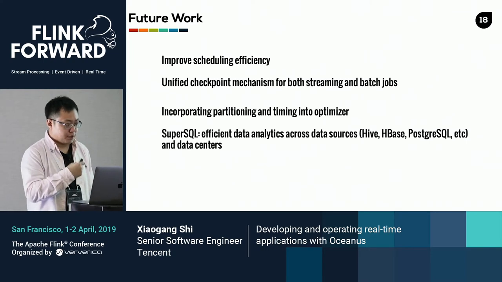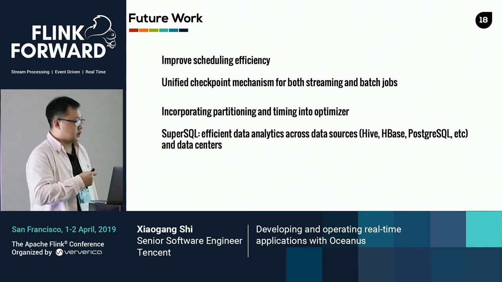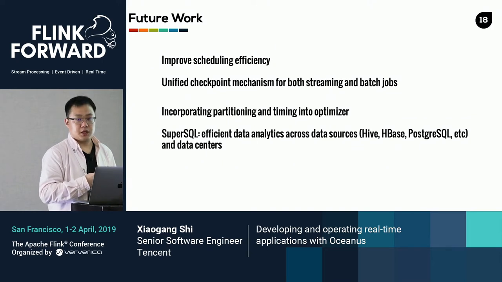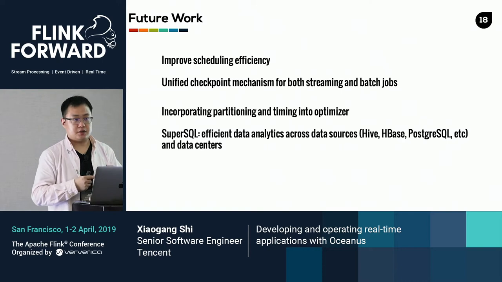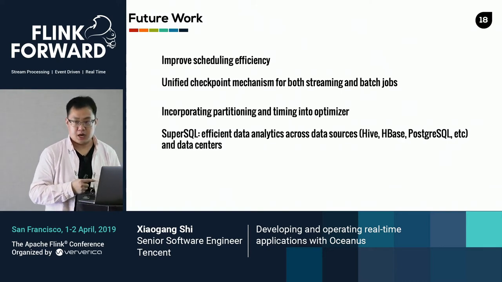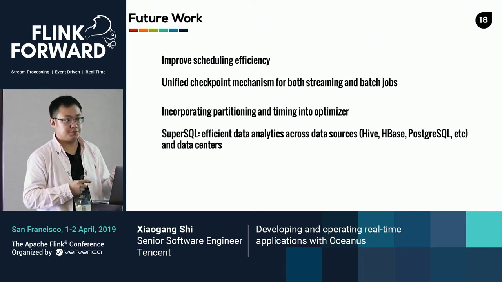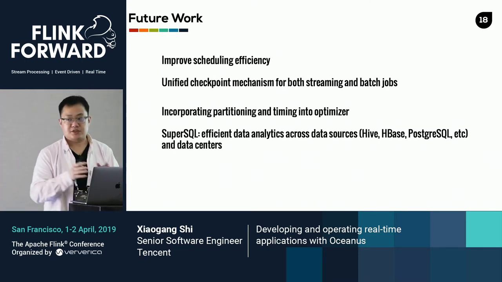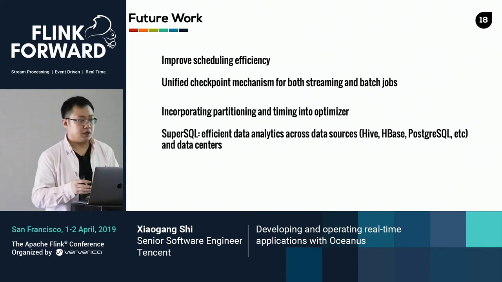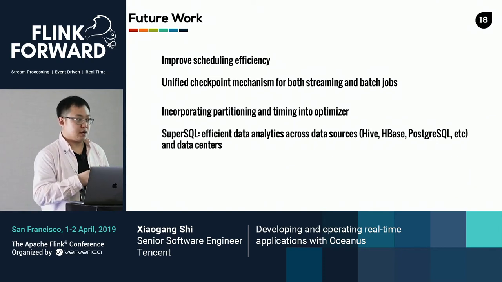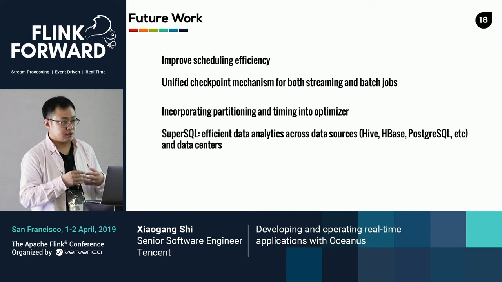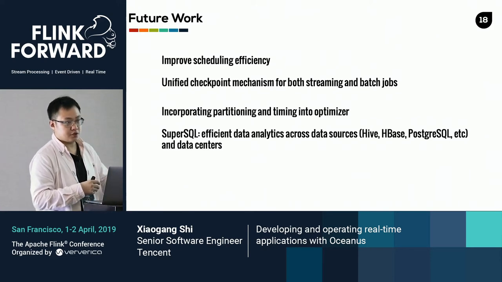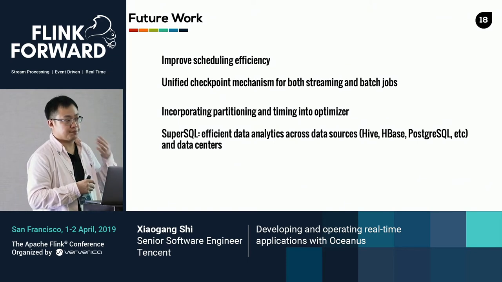We're also considering incorporating partitioning and timing into the optimizer. Take a concrete example: when the resources are very limited to run streaming jobs, that means we cannot start the streaming tasks at the same time. Currently, in such cases, the Flink jobs simply cannot be executed. But in an ideal situation, we want to partition the data streams into micro batches and perform the operations on the data streams one by one, in a manner similar to Spark Streaming. That will help, because currently many of our business units do not have sufficient resources. That means the job will be executed much slower, but it can be executed.